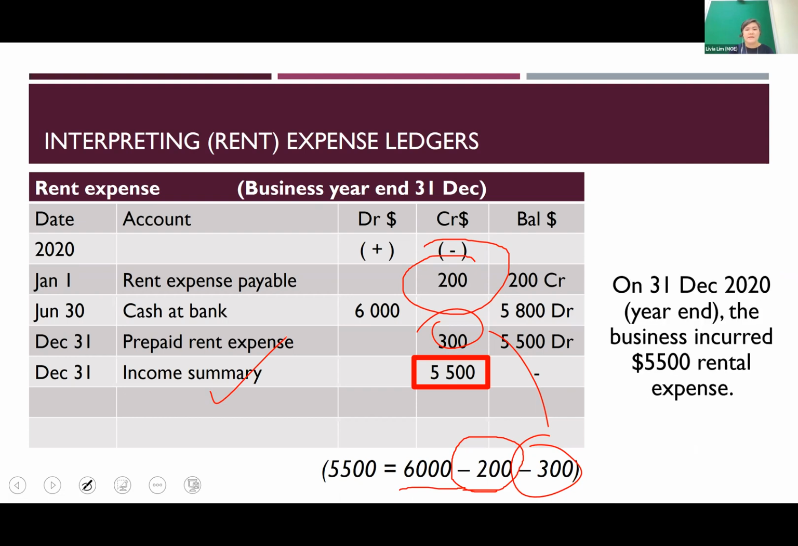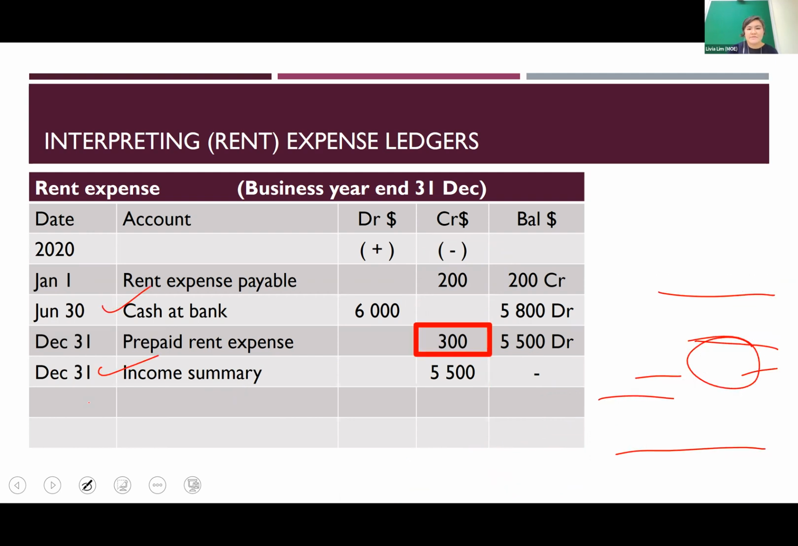I would say on 31st December, that is my year end, the business incurred $5,500. This is the amount as a rental expense. So that is how I would describe this transaction this year. And that's it. That's for rent expense.